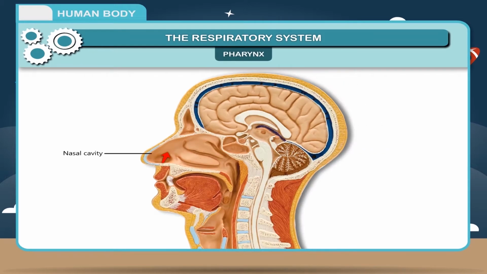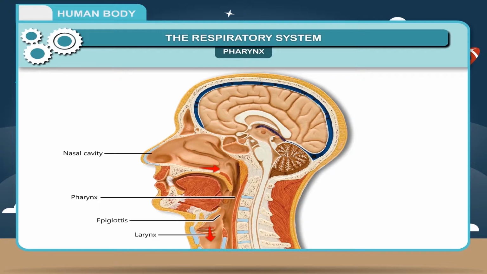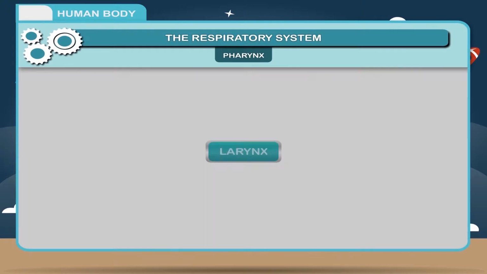Pharynx. From the nasal cavity, air flows to the pharynx. It is a common passage of food and air. The opening of the pharynx into the larynx is protected by the epiglottis. The air from the pharynx moves to the larynx.